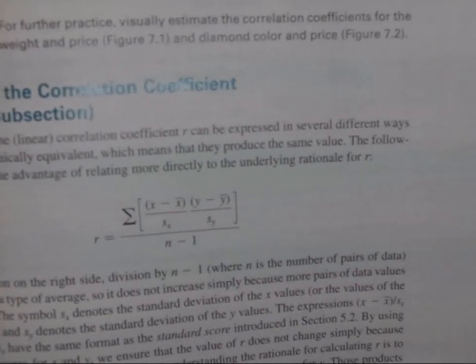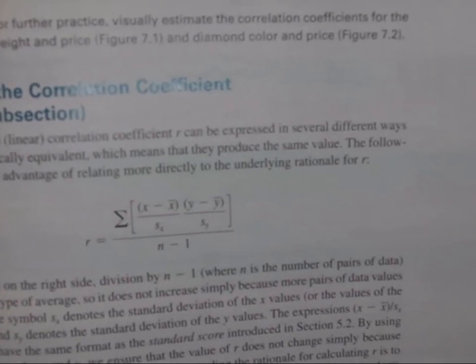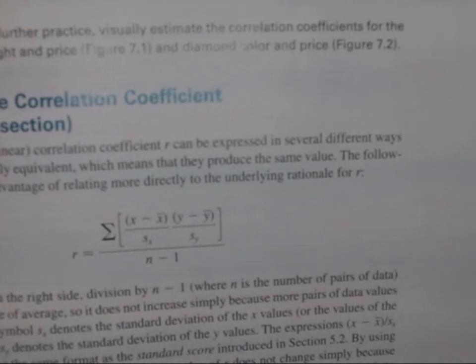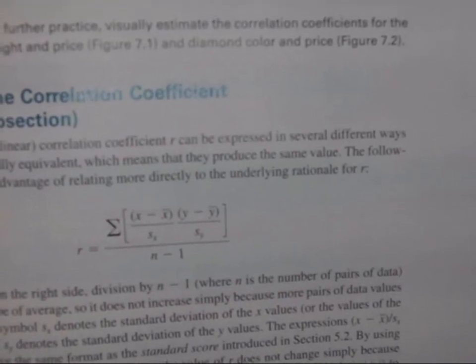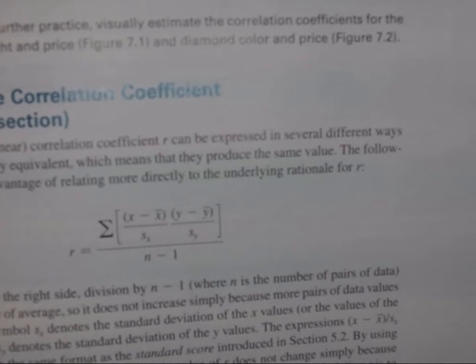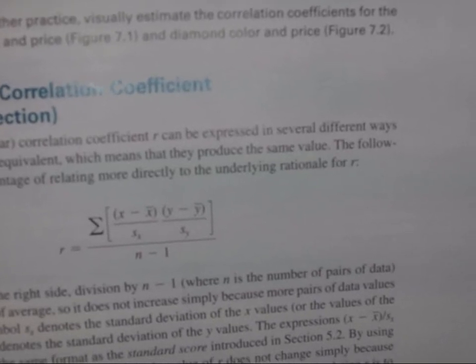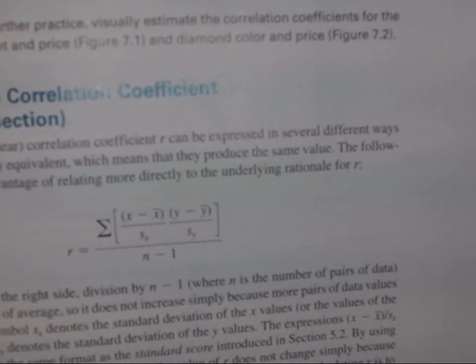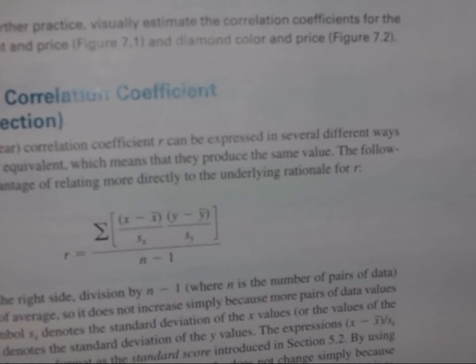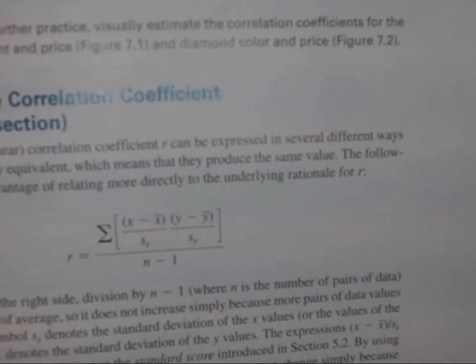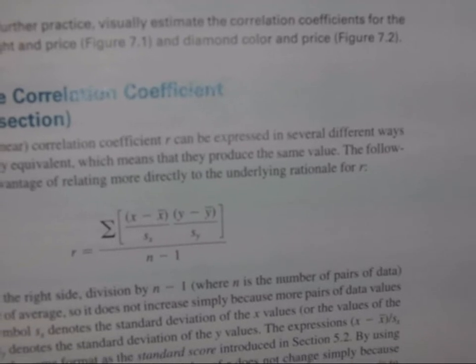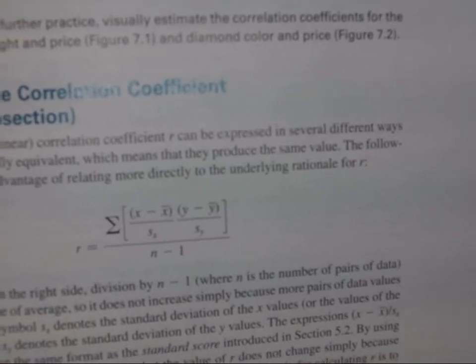If you look at the top of that, x minus x bar, well, that's the data point minus the mean. Divide by s sub x. That's the standard deviation on the x values. That's what that sub x means. y minus y bar, that's your y value minus the average on the y values. Divide by s sub y.